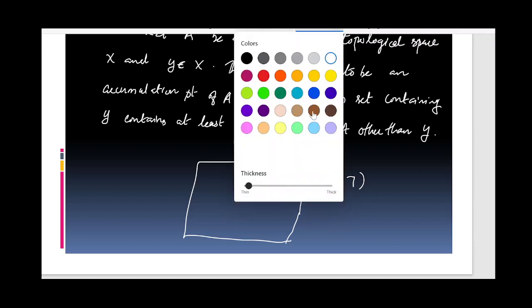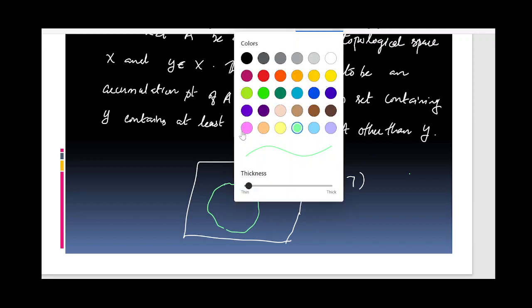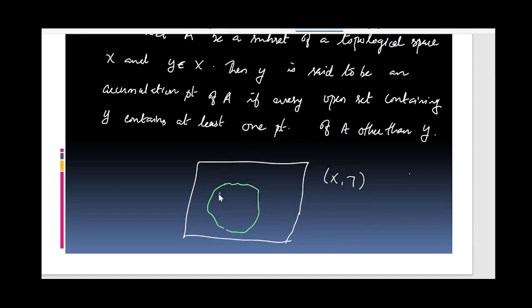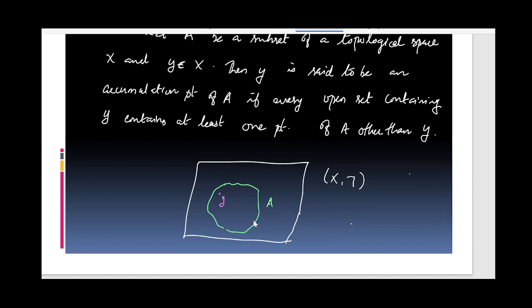So the meaning is like this. You got a topological space, X with topology tau. Now you got a subset here. Suppose this is going to be a subset. Now you got a point here, somewhere here. Suppose this is a point. Now this point is said to be an accumulation point of your set A. This is your set A.